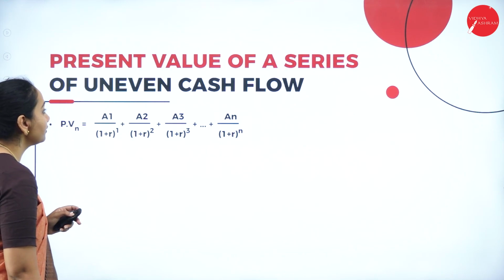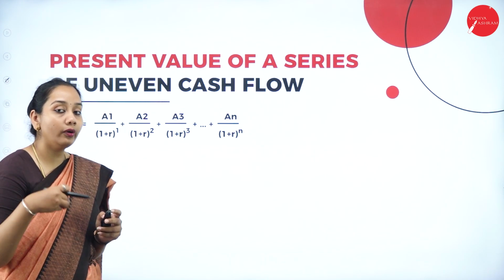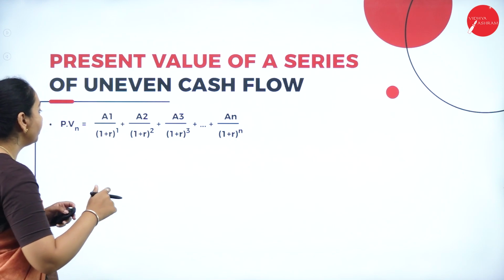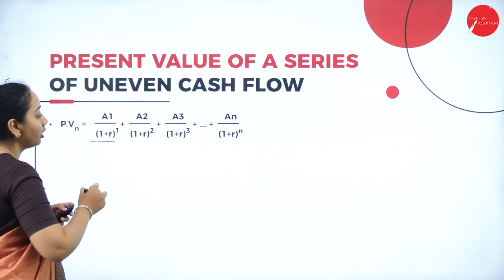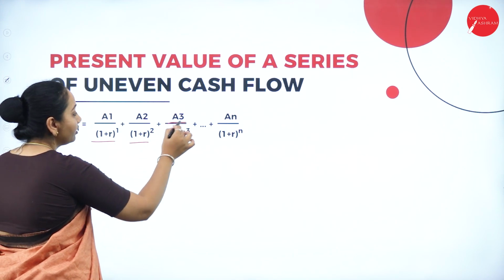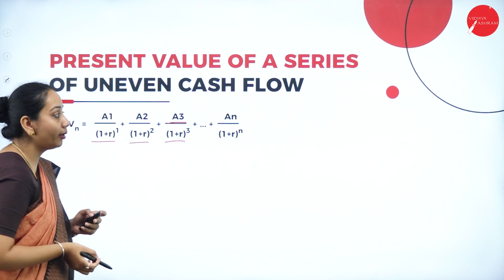So next is present value of a series of uneven cash flows. That means if you are going to deposit the future value in an uneven series, the formula will be A1 divided by 1 plus R whole to the power of 1, A2 divided by 1 plus R whole to the power of 2, A3 divided by 1 plus R whole to the power of 3, and so on to the n number of years.